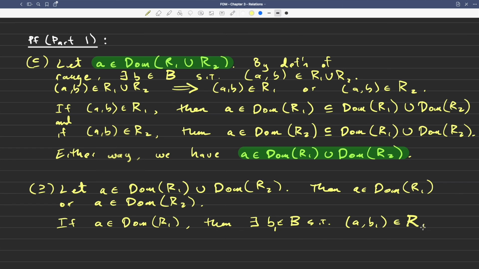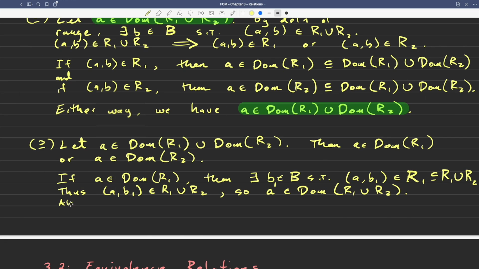But notice that R1 is certainly contained in the union of R1 with some other set. If I union R1 with some other set, I'm just going to get something potentially larger. And thus, a comma b1 is an element of R1 union R2. And so now we see that little a is the first component of an ordered pair that lies in the union R1 R2. So this tells me that a is in the domain of R1 union R2. Also, if a is in the domain of R2, same sort of argument is going to work here.